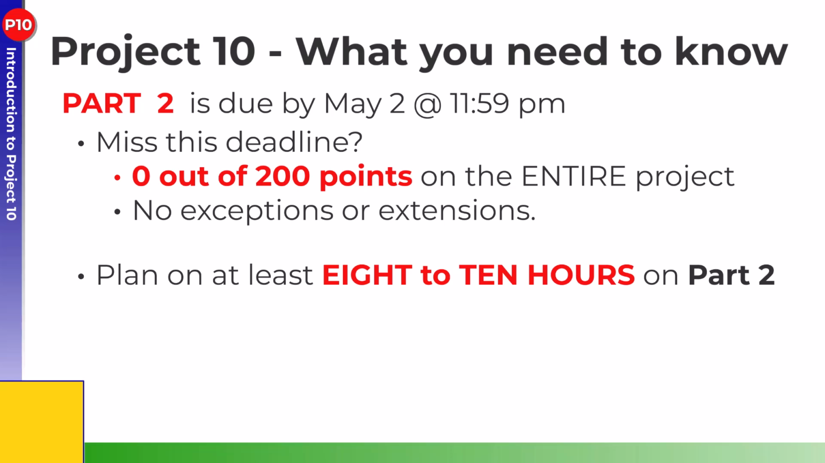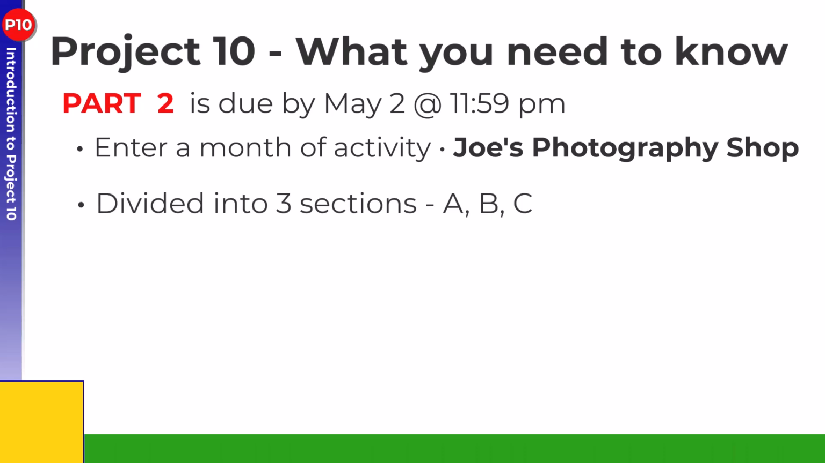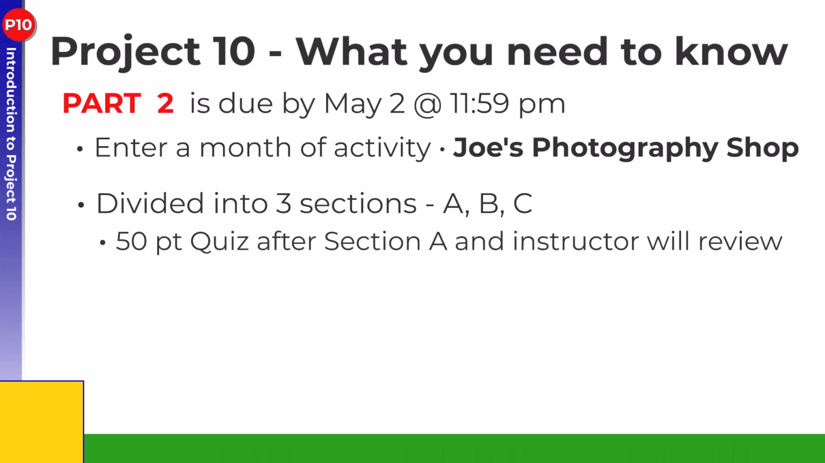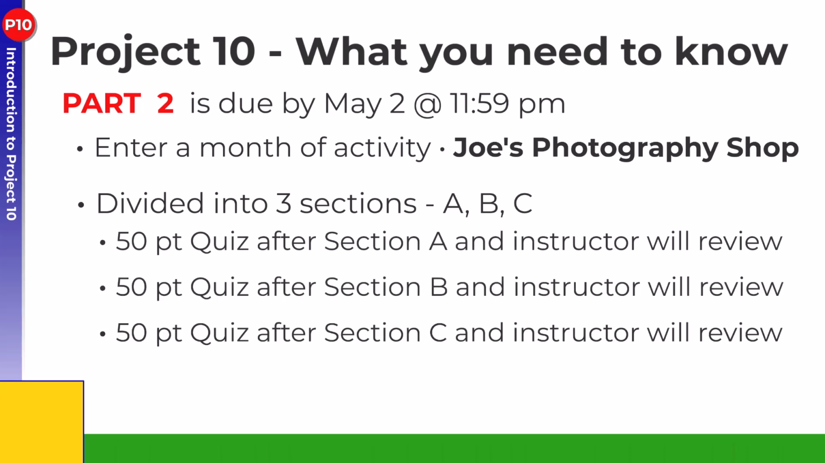In Part 2, as I've mentioned, you're going to be entering a month of activity for Joe's Photography Shop. What I've done is divided Part 2 into 3 sections, Part A, Part B, and Part C. And from here you can see where the 200 points come from. There's 50 points for Part 1, and then Part 2 is divided into 3 different sections, each worth 50 points.